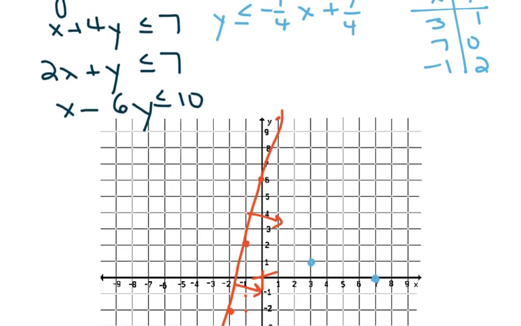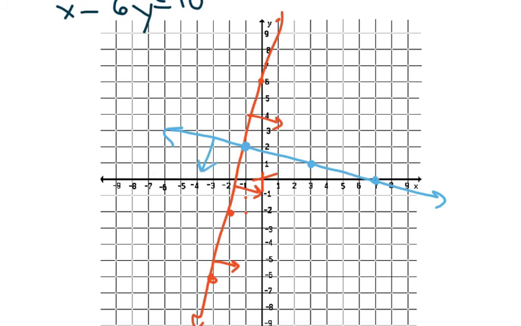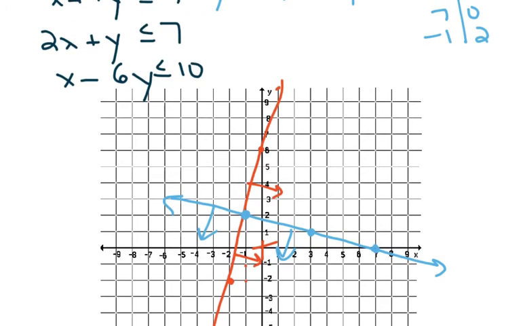(7, 0) is here, and (-1, 2) is here. Hey, look, there they intersect at a nice point. And then the inequality symbol is less than or equal to. That means I'm going to shade below the line. So right now, the shading is intersecting here. Let's go to the next line.